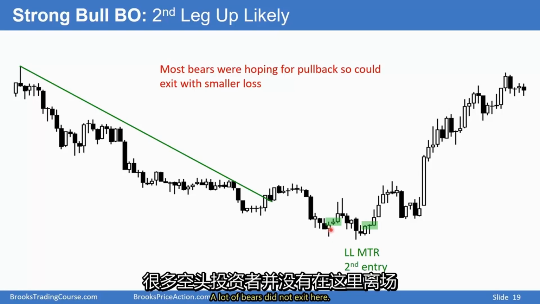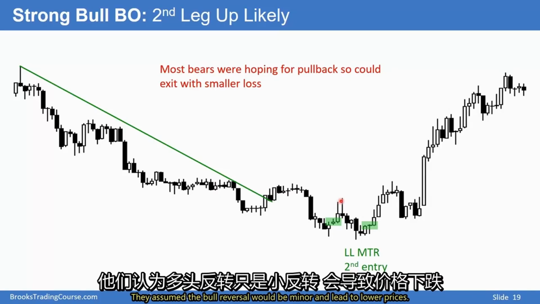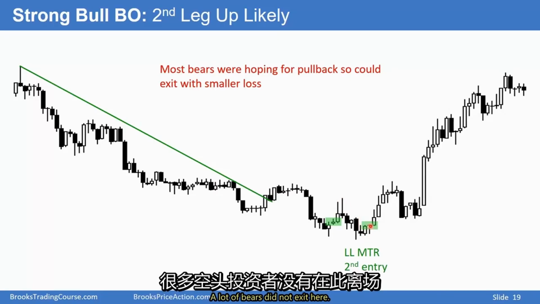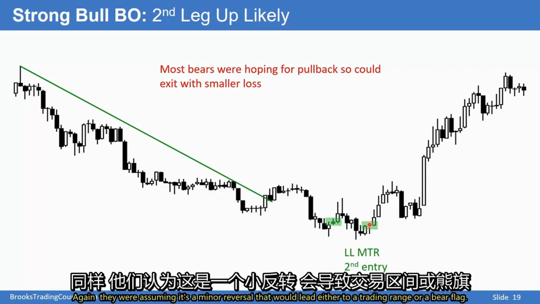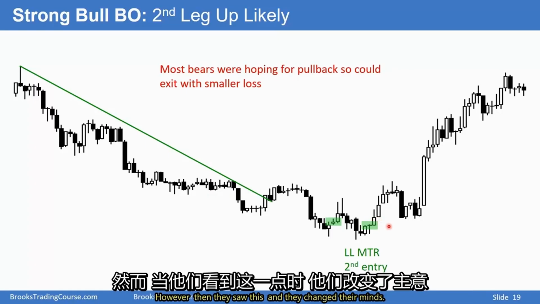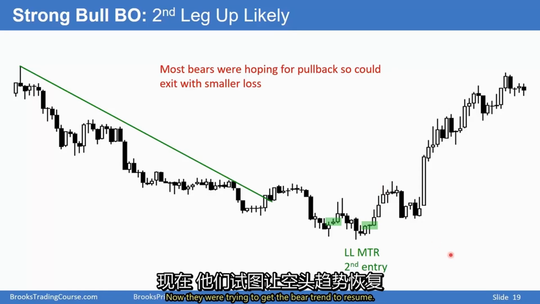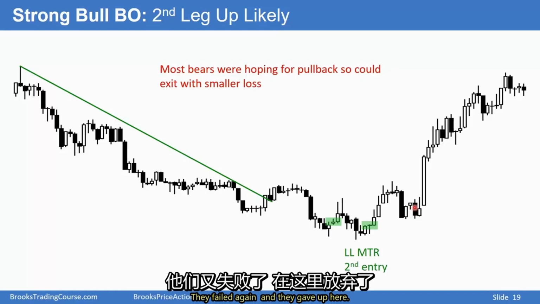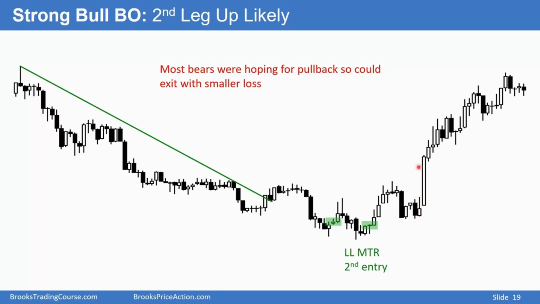A lot of bears did not exit here. They assumed the bull reversal would be minor and lead to lower prices. A lot of bears did not exit here. Again, they were assuming it's a minor reversal that would lead either to a trading range or a bear flag. However, then they saw this and they changed their minds. Now they were trying to get the bear trend to resume. They failed. They failed again and they gave up here.